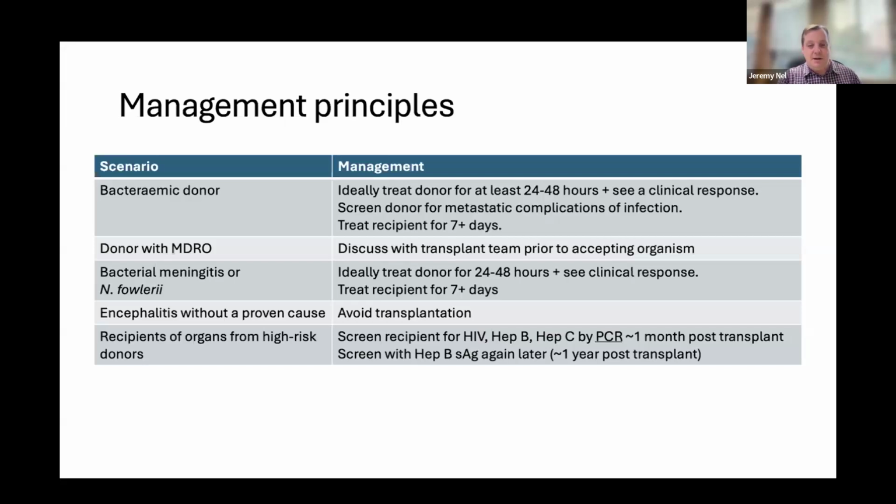So even if the donor tests negative, and by the way, they don't always have to test negative. Hepatitis C, for example, is an interesting one where it's so curable. With consent, you could transplant those organs and just treat the recipient. But either way, in general, you're going to be doing PCR testing at about a month afterwards, even if the donor tested negative. And with the recipient of hepatitis B, they recommend testing again at about a year because it's got a longer window period and it may not be positive at about a month.